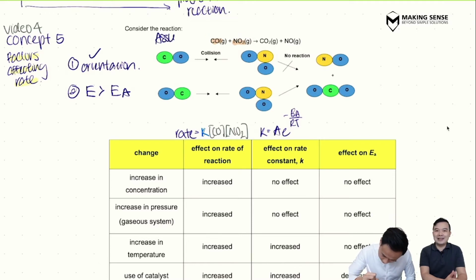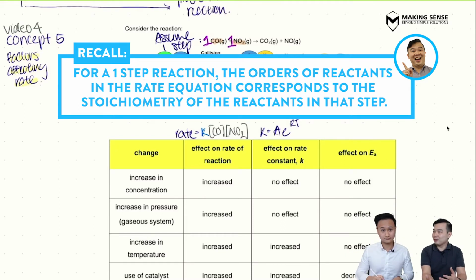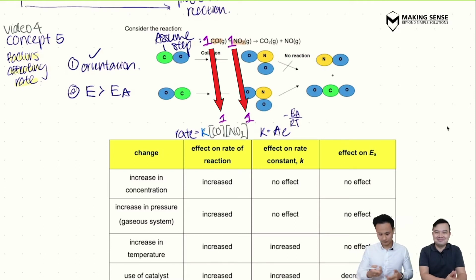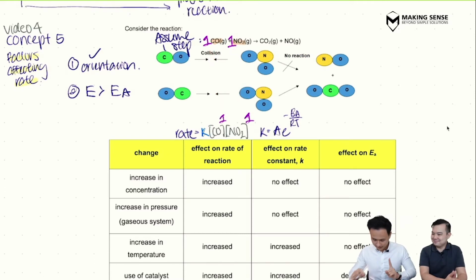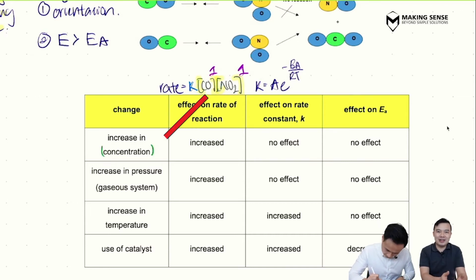What's so special about one step is that if I look at the overall equation, the stoichiometry of the reactants actually corresponds to the order of reaction in the rate equation. So this is how your rate equation is written. Now, look at this rate equation and see what the factors are that affect rate. The first one is pretty clear. Can you see the concentration of CO and NO2 in your rate equation? Obviously, your rate is going to be dependent on the concentration of the aqueous reactants.